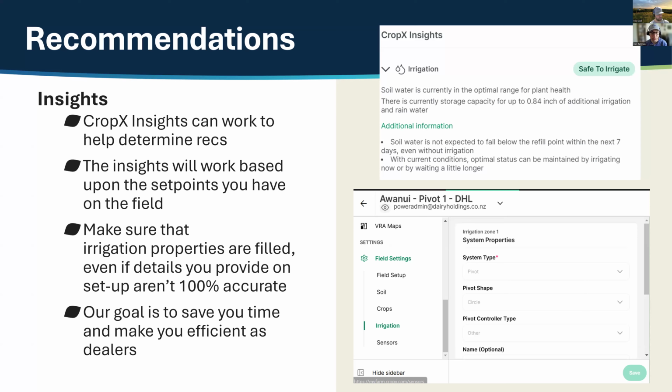Really, our goal with tools like this is to help you save time as a dealer. And the great thing is, pivot information generally stays the same year over year. So you just have to put this in once, and next time you go to install in that field, the information is already there, and you'll have the insights year after year.